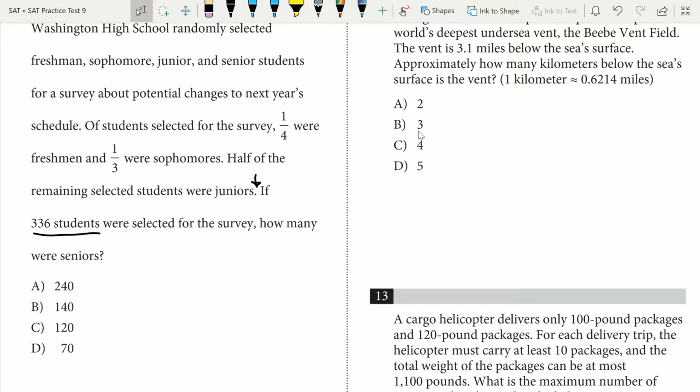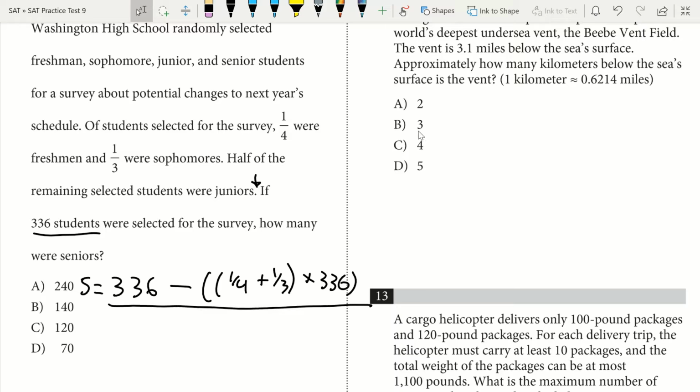All right, well, we know our total of those selected is 336, right? And we have to solve for S, right? We're going to have S be seniors, right? So it's going to be the total minus all of our other classes, right? So we're going to have that minus that 1/4 who are freshmen plus that 1/3 who are sophomores. And that's all getting multiplied by our total, right? Because that's 1/4 of our total plus 1/3 of our total, right? So we're going to go ahead and do that times 336.